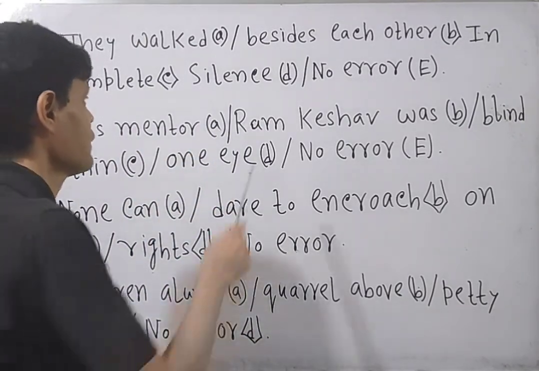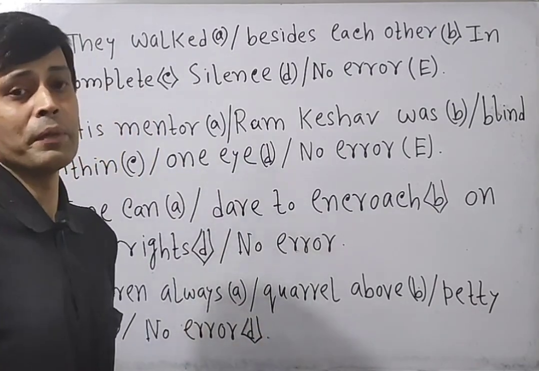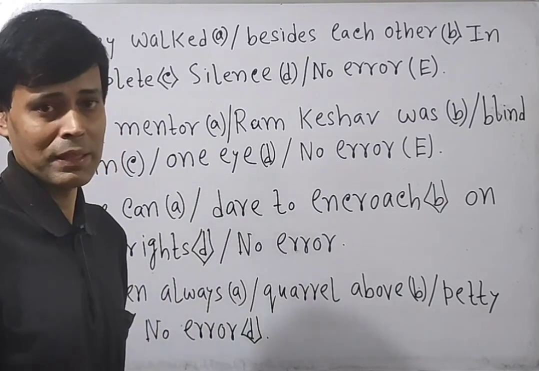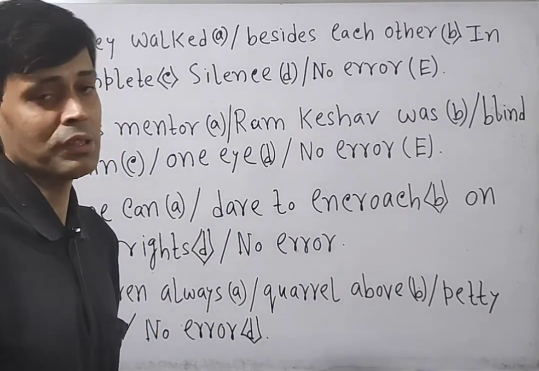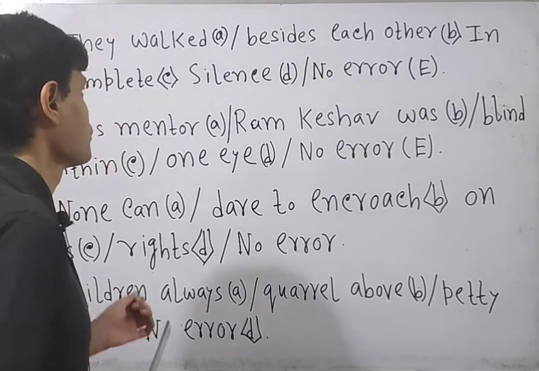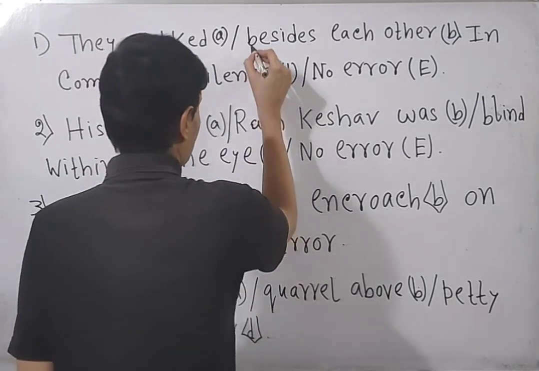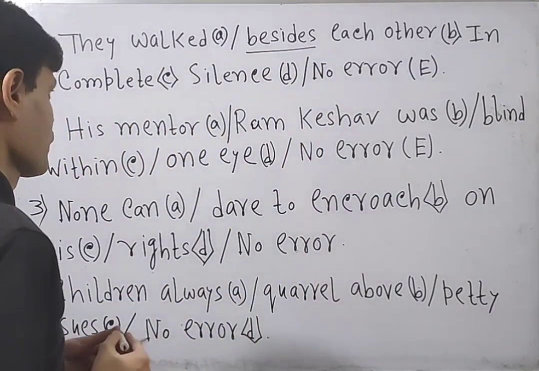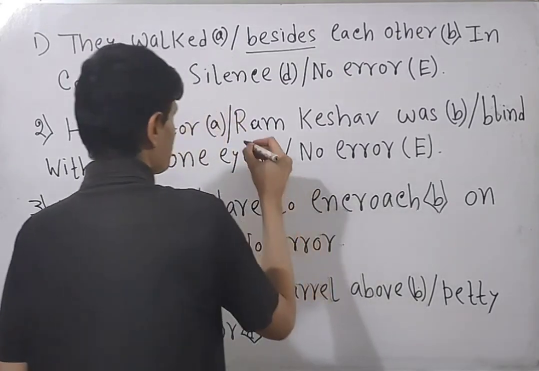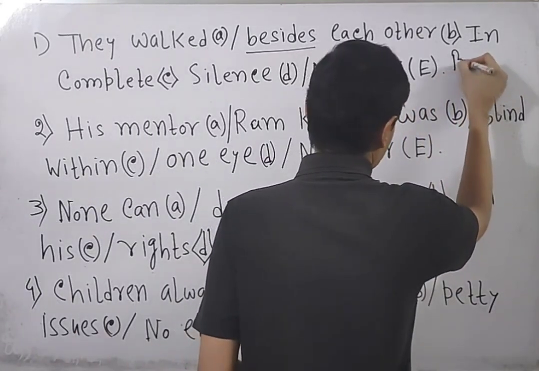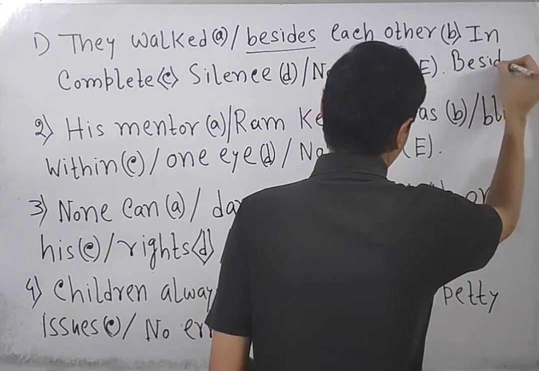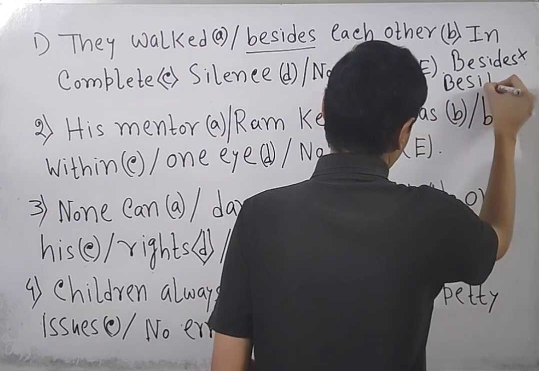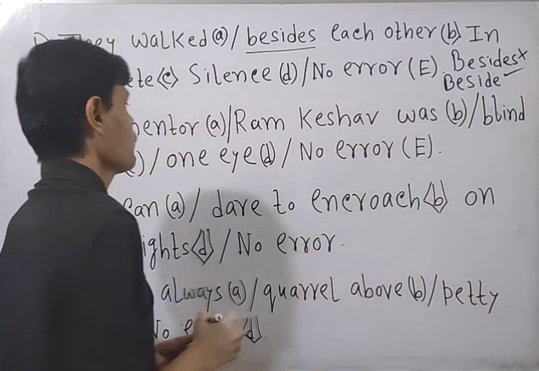But this part, besides, it should be beside, B-E-S-I-D-E, because beside means side by side, or you can say by also suggests side by side. So this is the mistake here. It should be beside instead of besides. So the exact answer should be, if I just write the answer here, besides is incorrect, beside is the correct one. Now go next.